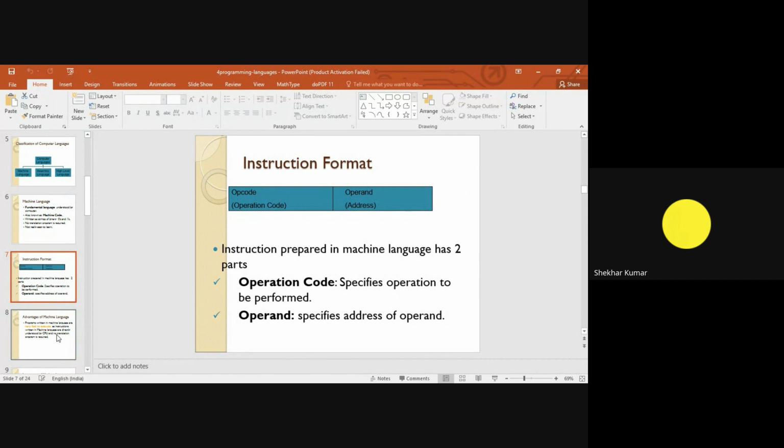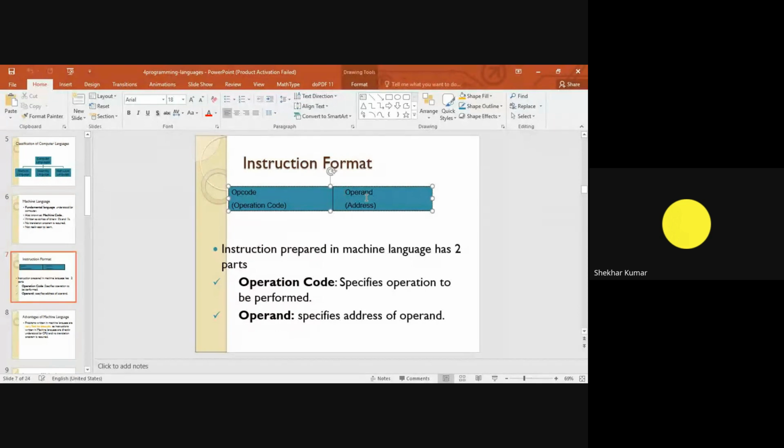This is generally the instruction format, the instruction which you give to the machine. Instruction format consists of two parts. The first part is called the op code, that is, operation code, and the second is the address part. The op code tells the operation which you want to perform, and the operand specifies your location, your address, where it is stored, where it is doing the operations.